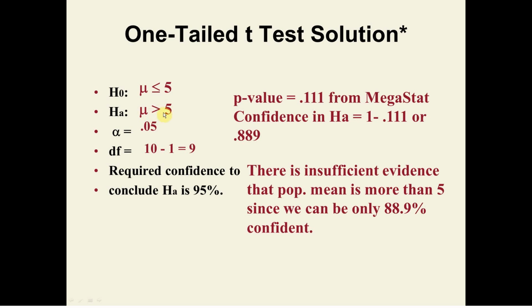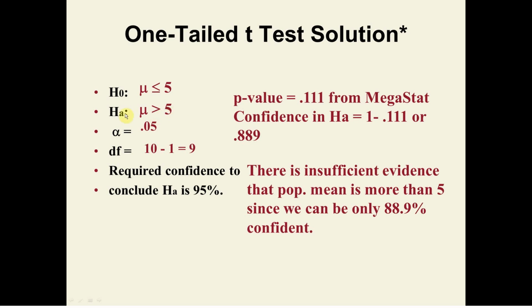So that's exactly the way we would state it. Because the p-value of 0.111 is greater than the required level, 0.05, equivalently we could say because our actual confidence, which is 1 minus 0.111 or 88.9%, is less than the required level of confidence of 95%, there's insufficient evidence that the population mean is greater than 5.